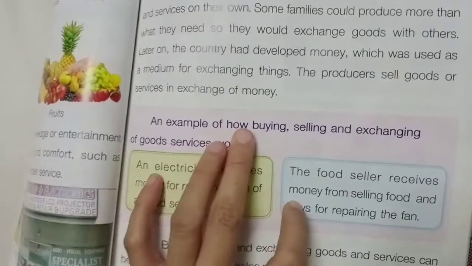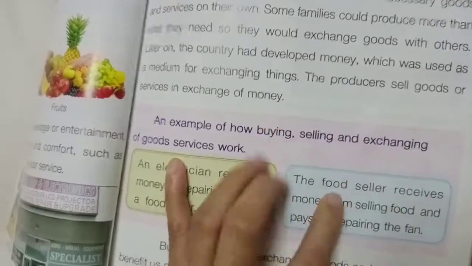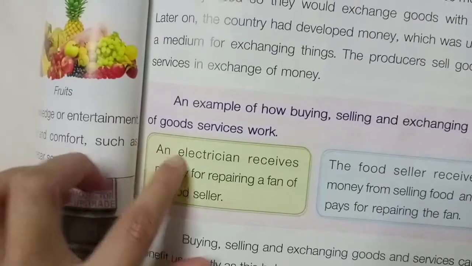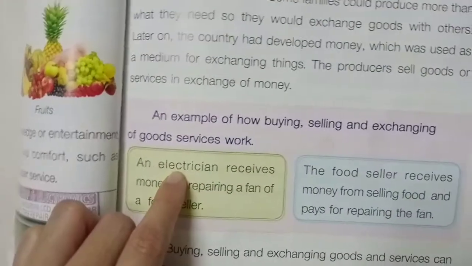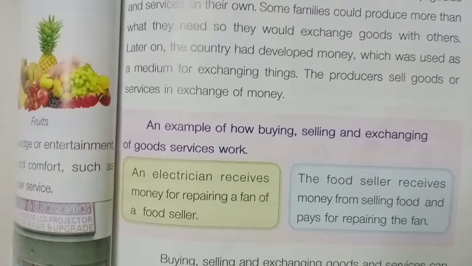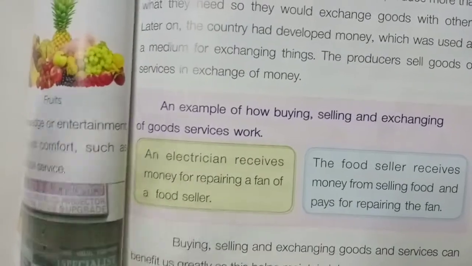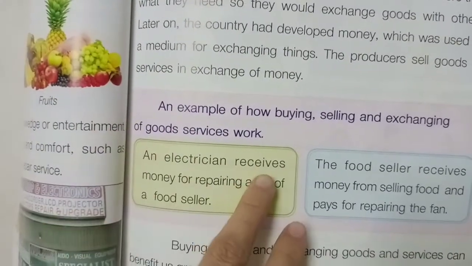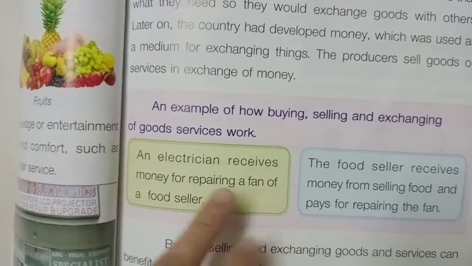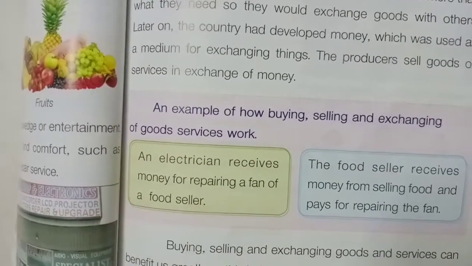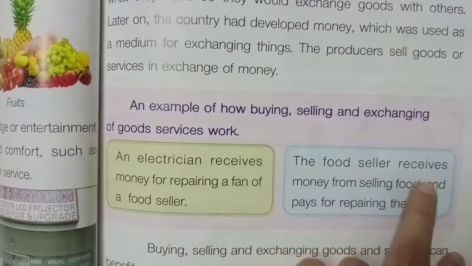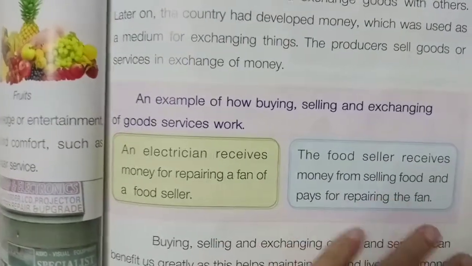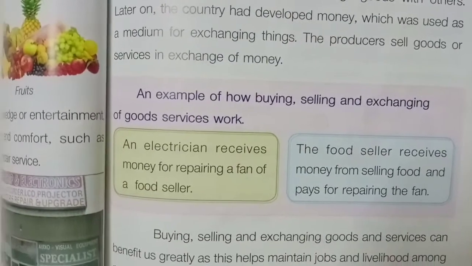So an example of how buying, selling, and exchanging of goods and services work. For example, an electrician. An electrician is the one who fixes electricity, like your lights at home or sockets that you have. So that's called an electrician. So an electrician receives money for repairing a fan of a food seller. Okay, the food seller receives money from selling food and pays for repairing the fan. So that's the meaning of exchanging.